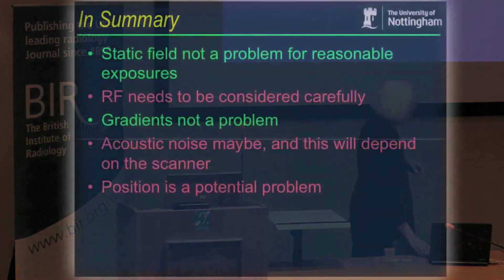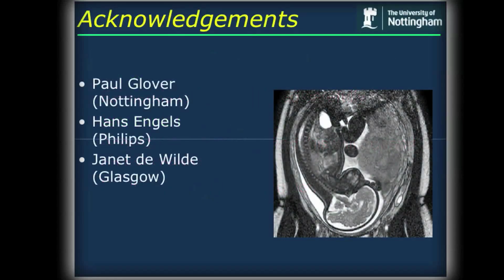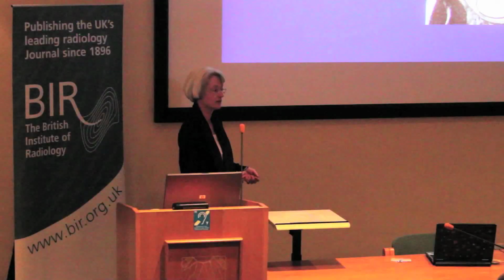So in summary, static fields, I don't believe, are a problem for reasonable exposures. RF does need to be considered carefully. I'm not saying it's dangerous, I just think you have to be careful not to do really high power sequences for long periods of time. Gradients, I don't think is a problem, except potential acoustic noise. And this would depend on the scanner. Again, it would be a bit like this, the RF. You can tune into it if you're not careful. Positioning is definitely not a potential problem, it's a real problem. And I'd like to thank quite a few people for helping me with this slide.